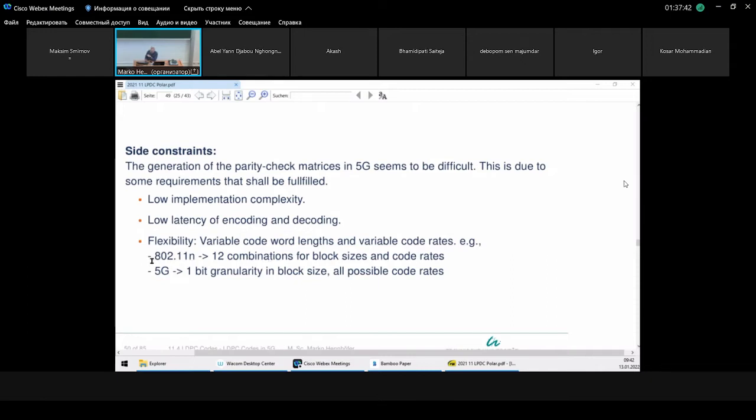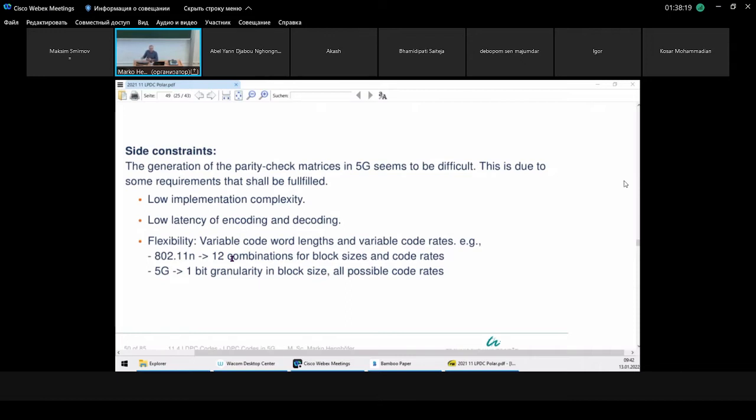Whereas, for example, in 802.11n, the wireless LAN standard, we basically just have 12 combinations of how we could select block sizes and code rates. So there we are somehow limited. For example, I cannot say I want, for my transmission, a block size of 100 bits and a code rate of 7/8. It could be that this is not in the standard, so not possible, but maybe this would be the best choice for our current channel conditions.